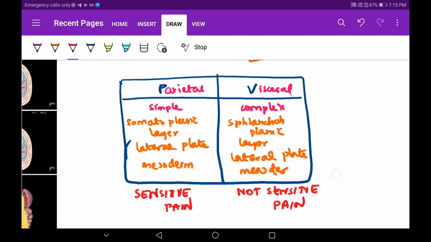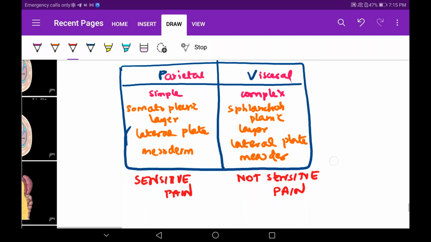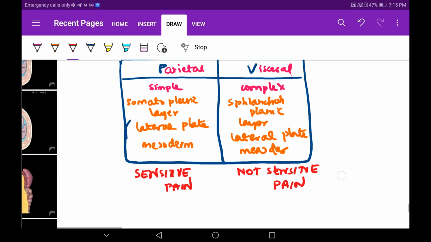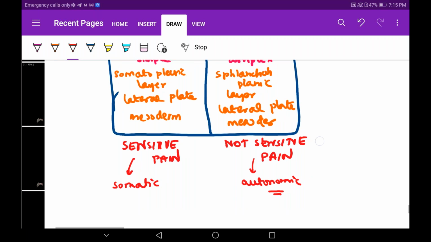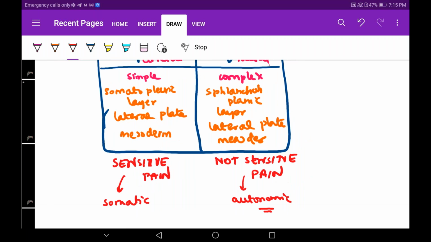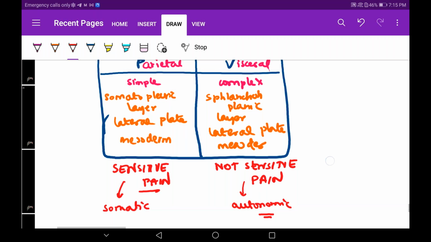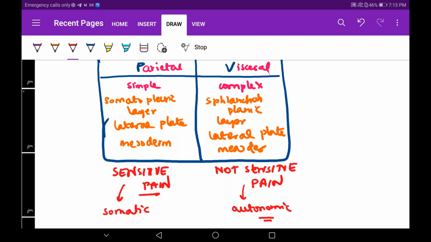You may ask me why. Because here it is supplied by the somatic nervous system, and here it is by the autonomic, parasympathetic, and all. So sensitive to pain is the parietal peritoneum, and not sensitive to pain is the visceral peritoneum. Have you understood the difference? Simple, complex, somatopleuric, splanchnopleuric, sensitive to pain, not sensitive to pain.